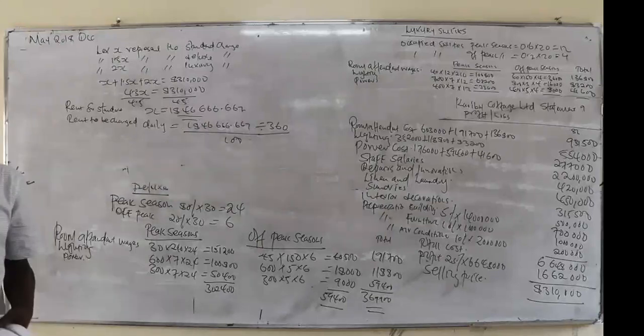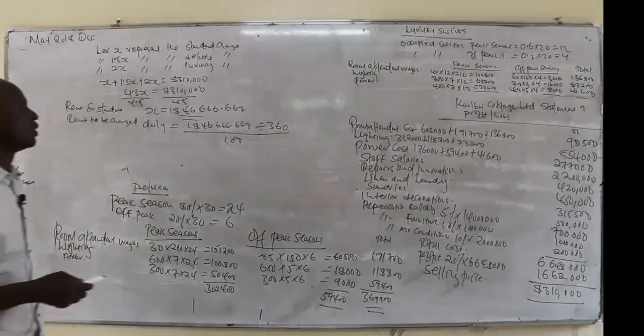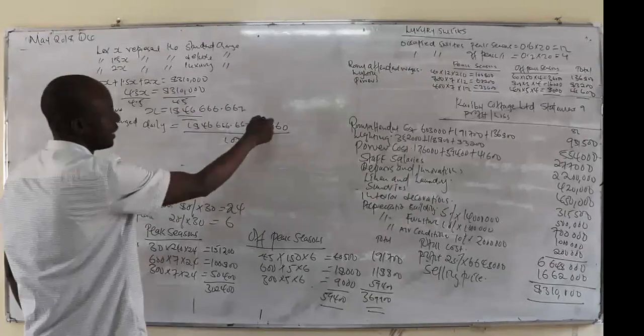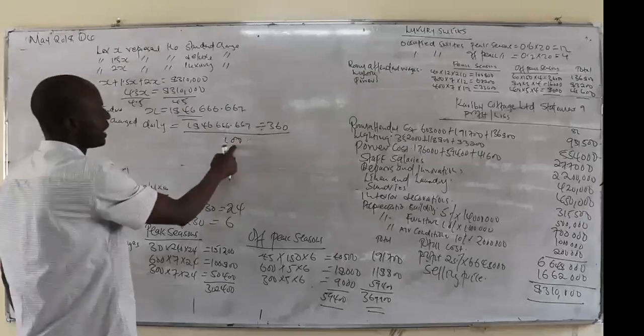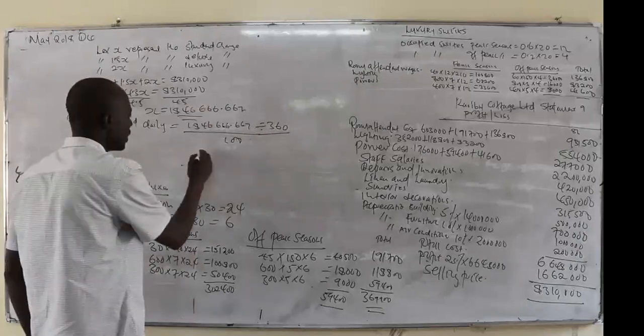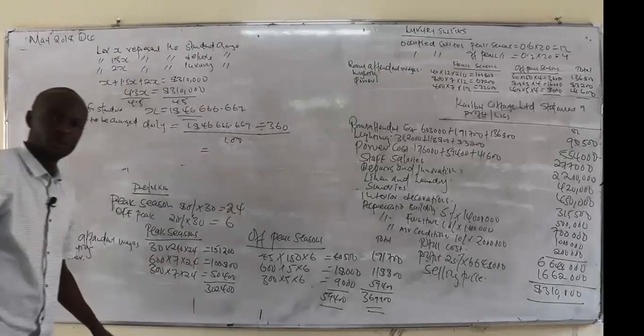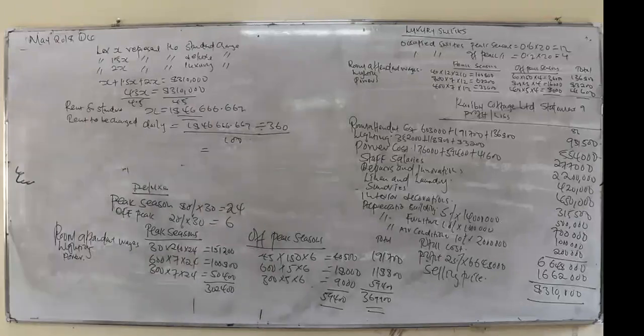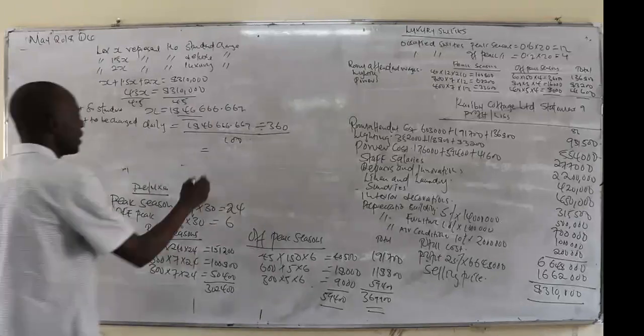Are we together? You see, it is the same. So we still need to divide by 100. So that is the reason why I'm just dividing here to get the daily charge. Then you divide by 100 to get per room. How much is it? 51.